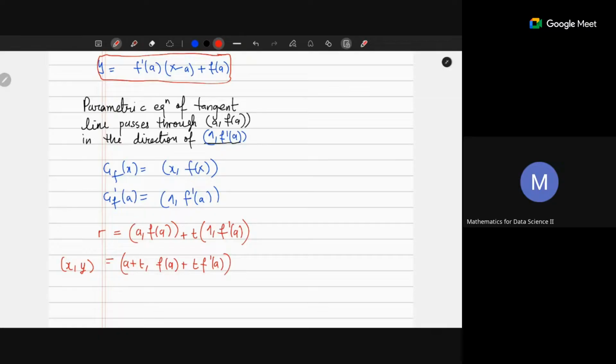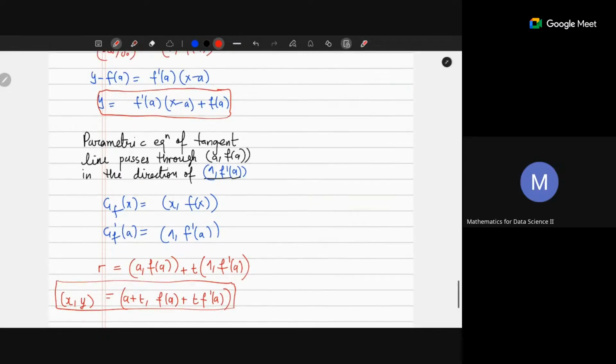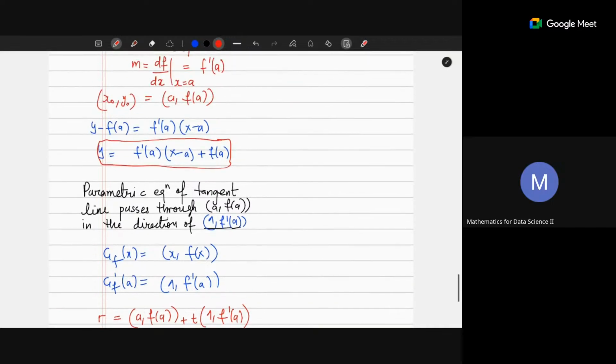All right. So this is the parametric equation of the line. And the above one was the equation of a line as a graph, as a function of x. This is the parametric equation of a line, the tangent line.